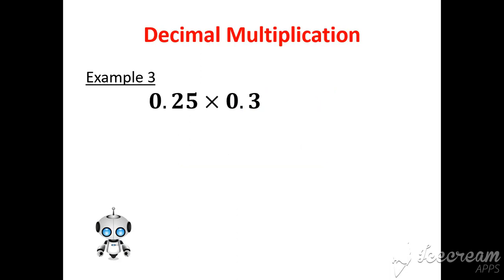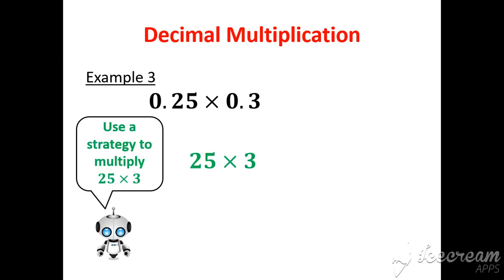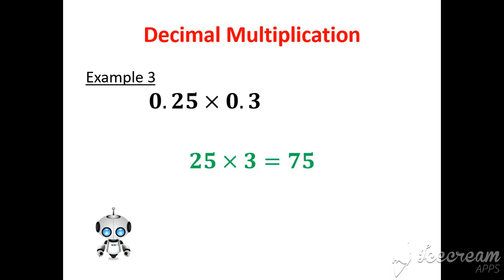Right, let's look at number 3. How would I do 0.25 times 0.3? Well, again, ignore the decimal points and just go 25 times 3. Use whatever strategy you need to do 25 times 3, and you should get 75.